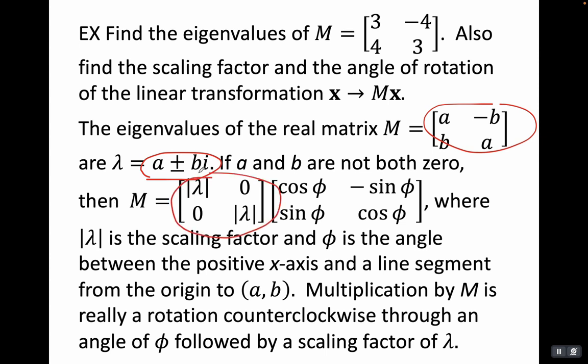It turns out it's just absolute value of lambda, 0, 0, absolute value of lambda, times this matrix. This is where absolute value of lambda is the scaling factor, and phi is the angle between the positive x-axis and a line segment from the origin to (A, B). So multiplication by M is really a rotation counterclockwise through an angle of phi, followed by a scaling factor of absolute value of lambda. We've seen this before. That's just rotating at an angle of phi.